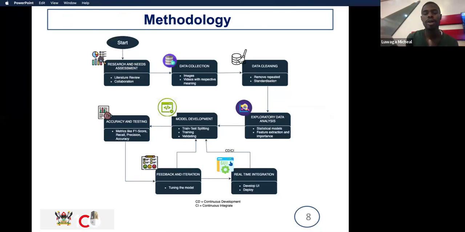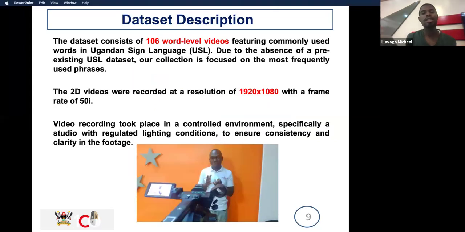This is the methodology, the pipeline, all the steps that we followed. We went and talked to the deaf and hard of hearing community. We collected videos. We cleaned the data. We did the exploratory data analysis on the video frames. We developed the model, and we did accuracy testing, feedback, and real-time integration. When you look at our data set, it is made of 106 word-level videos that were collected from the Ugandan Sign Language and recorded in a controlled environment.